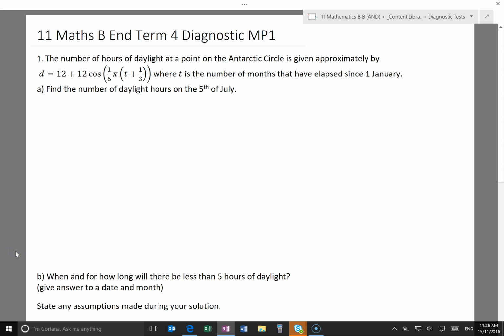Okay, looking at the modeling problem solving solutions for the end-term diagnostic. The first question talks about the number of hours of daylight at a particular point in the Antarctic Circle, where we're going to get some really long days and some really short days. We have a function that's going to give us approximately how many hours of sunlight there are per day, where T is the number of months and D is the number of hours of daylight.